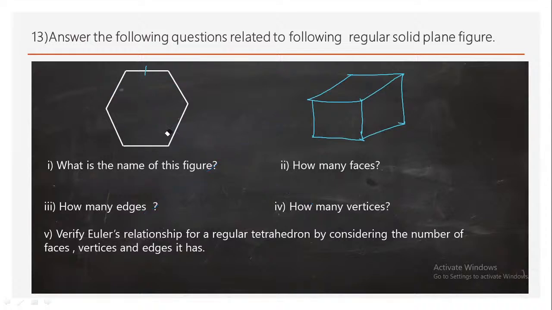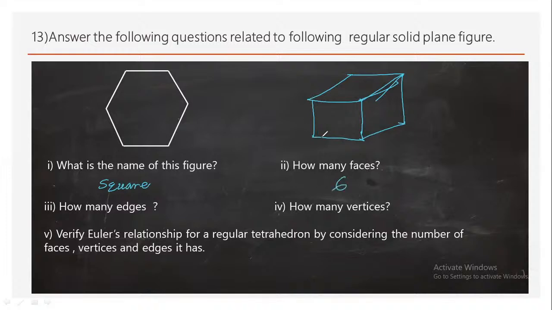We are talking about the solids, but I have included the round picture here. This one is square, right? Then we can write name. What is the name of this figure? Square. How many faces are here? 1, 2, 3, 4, 6 faces.